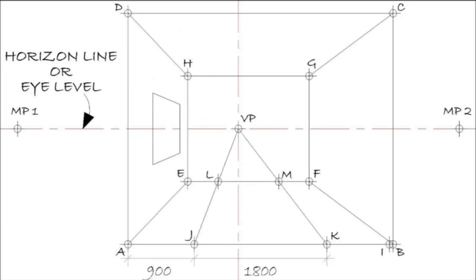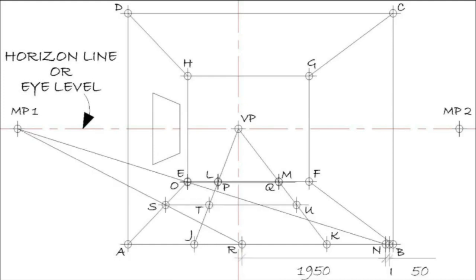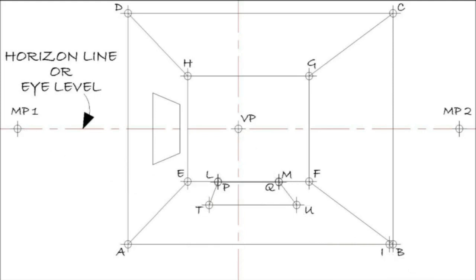To draw the bed position on the floor, mark out J and K at 900 and 1800 as shown in the plan. Then join J and K to the vanishing point to get L and M. Take N at 50 from I and join it to MP1 to get the point O. A horizontal from O will give you P and Q, which are the points for the headboard. Take R at 1950 from N, which is the depth of the bed, and join R to MP1 to get S. Horizontal from S will give you T and U. This gives you the headboard on the floor LMQP and the bed on the floor PQUT.